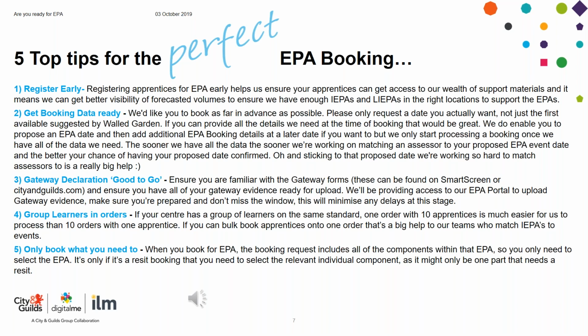3. Get gateway declaration ready to go. Ensure that you have your gateway declaration completed by all 3 parties and ready to upload once you have access to the EPA portal. Please do not miss the upload window, as this will slow your booking down further. If you do miss the window, please ensure that you email EPA at City and Guilds to complete this process.